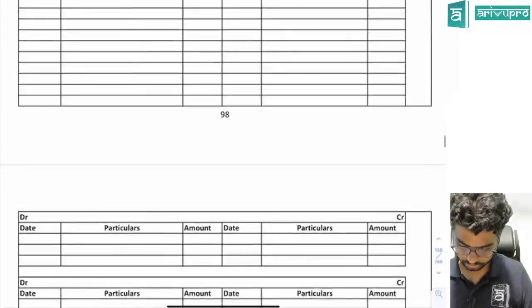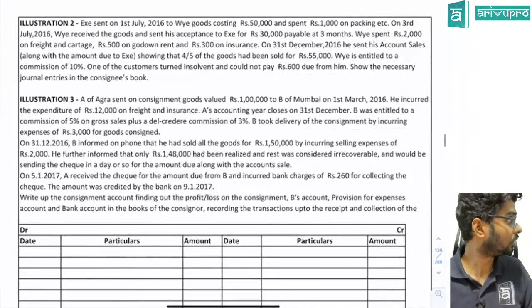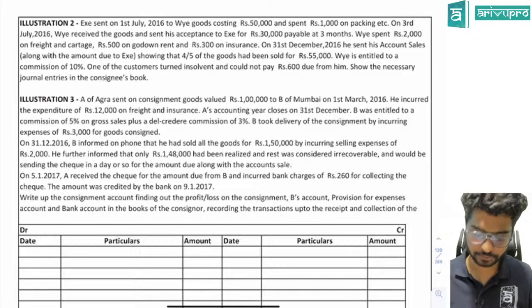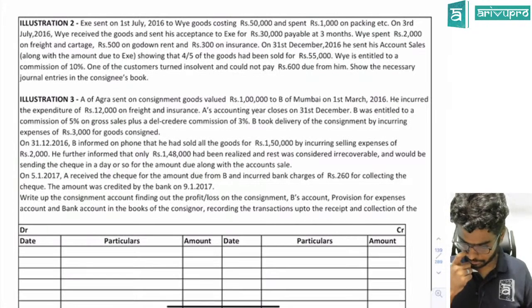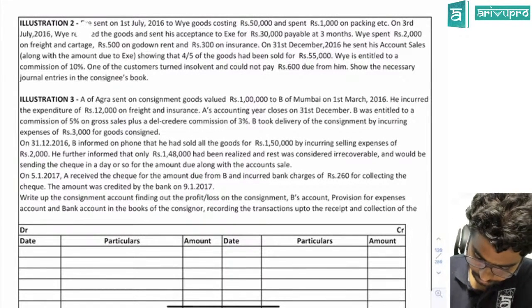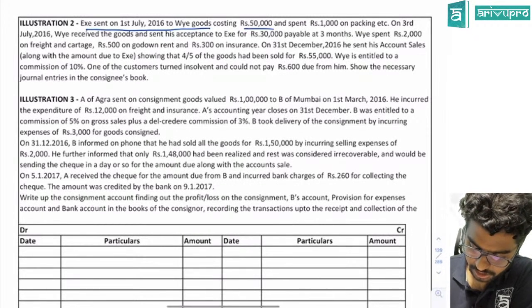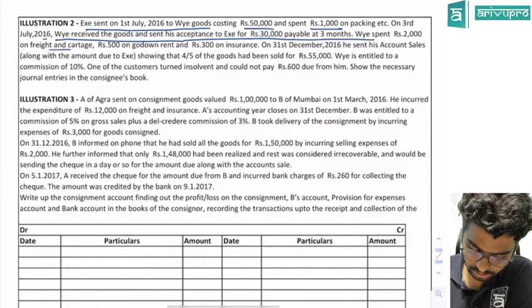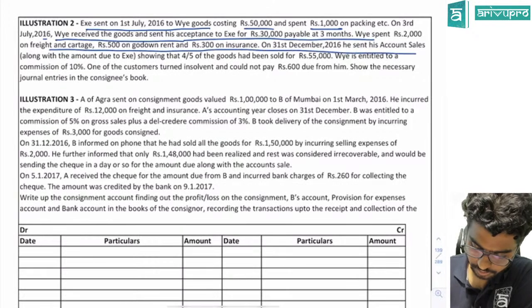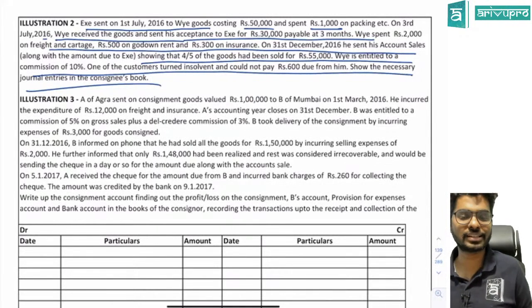Now, let's try looking into this question. Second question. X sent goods, 50,000 spent on packing. Y received goods, acceptance 30,000. The same question in the books of Consignee. Shall we start?